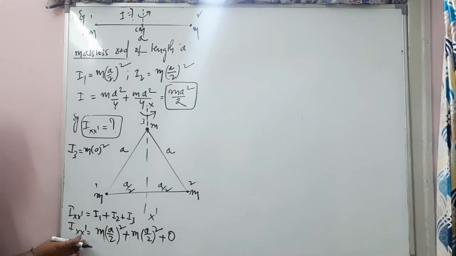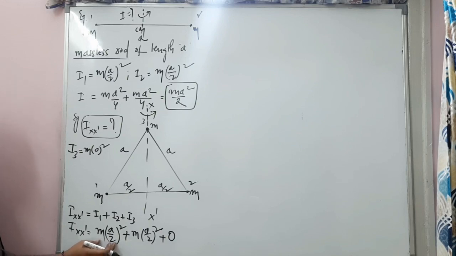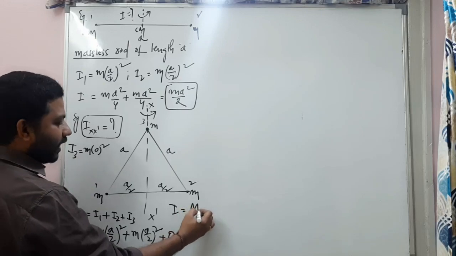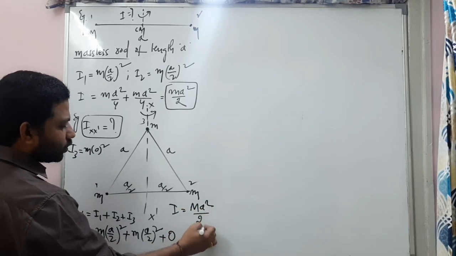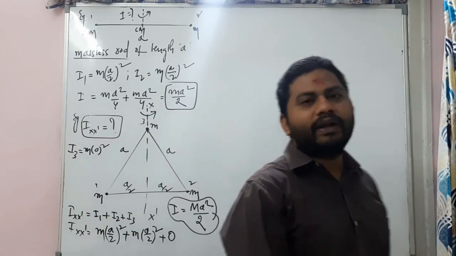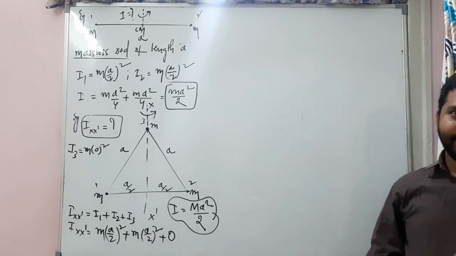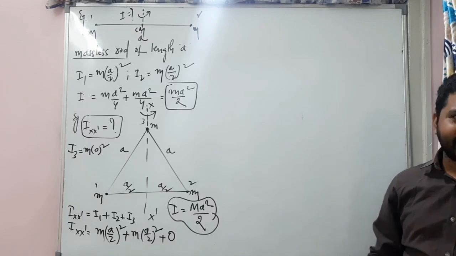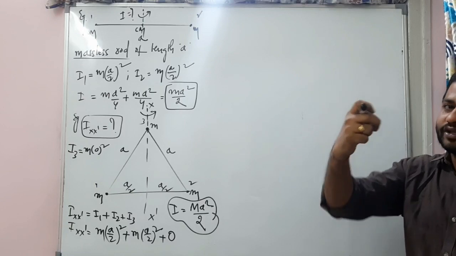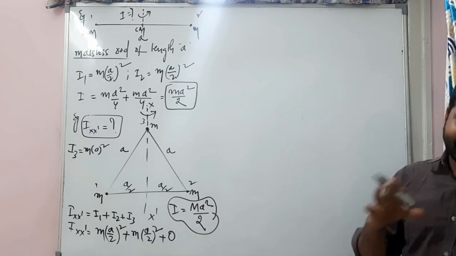So Ix dash is equal to m a square by 4 plus m a square by 4. The answer is m a square by 2. So that is the final answer. This is the moment of inertia of the system of point masses. Two point masses, three point masses, and you can also make it four point masses kept at the corners of a square, and you can find the moment of inertia of the system about any axis of rotation.